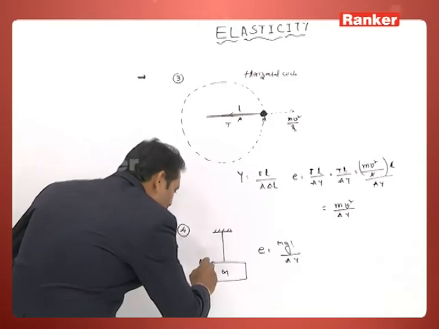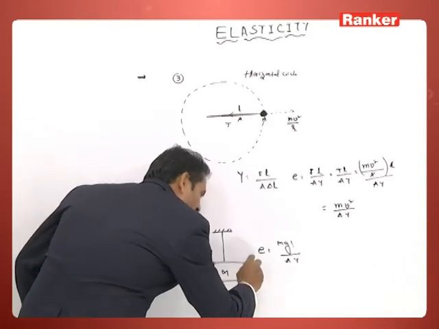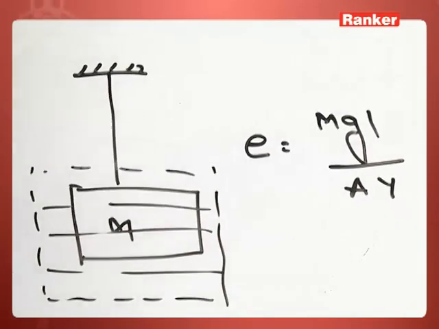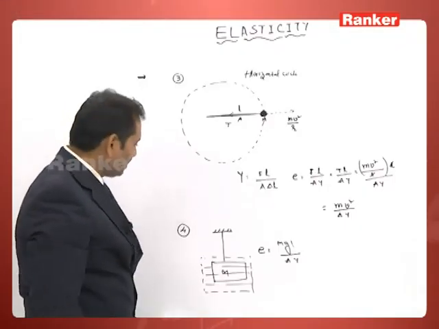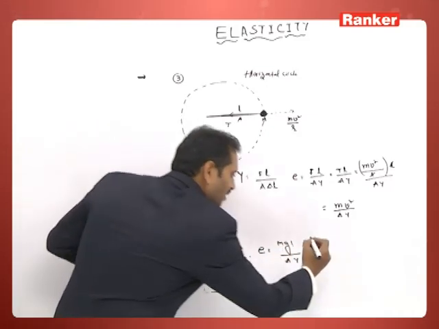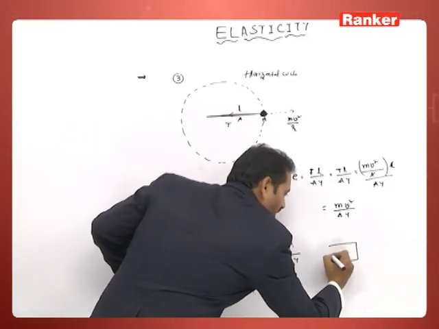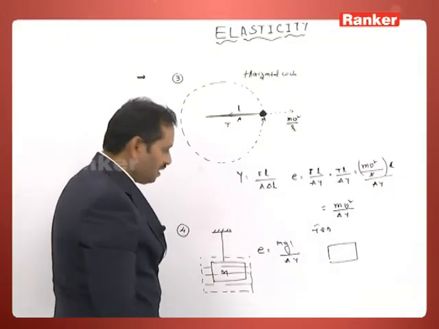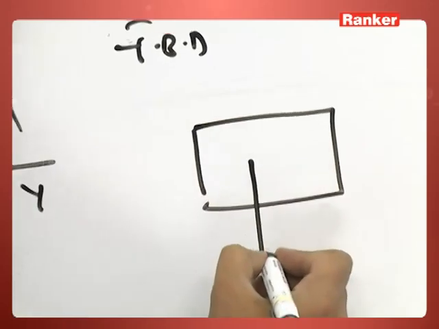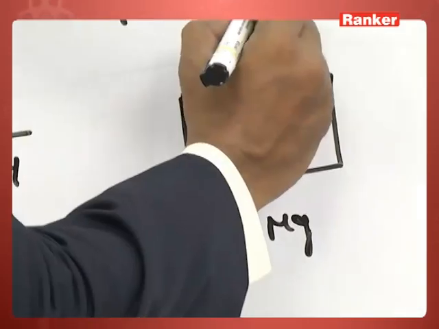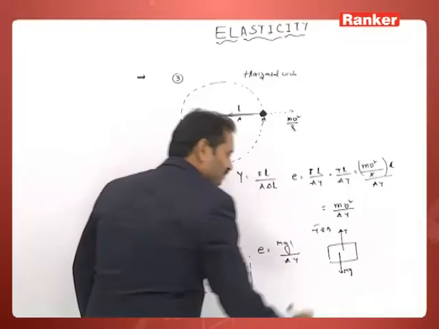So this is immersed in water, completely immersed in water. Then they can put a question like this: what is the extension in the wire? That is the free body diagram. If I draw the FBD, mg is the weight downwards, next tension upwards. Clear?